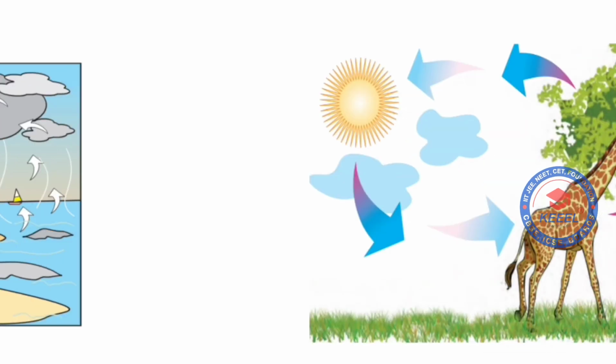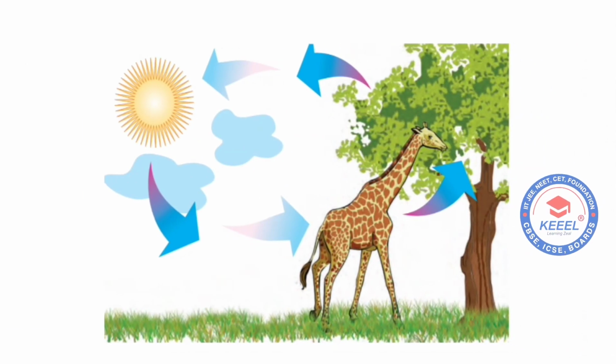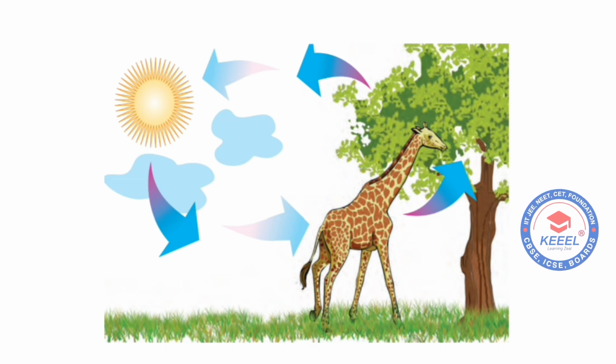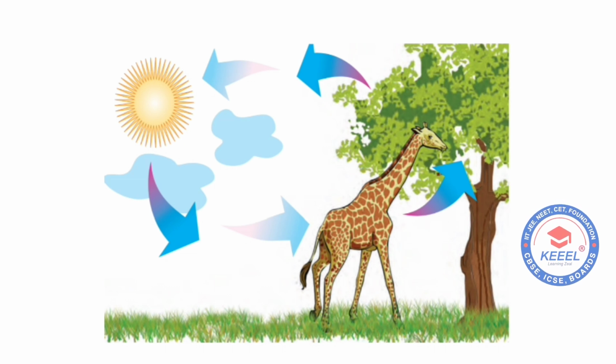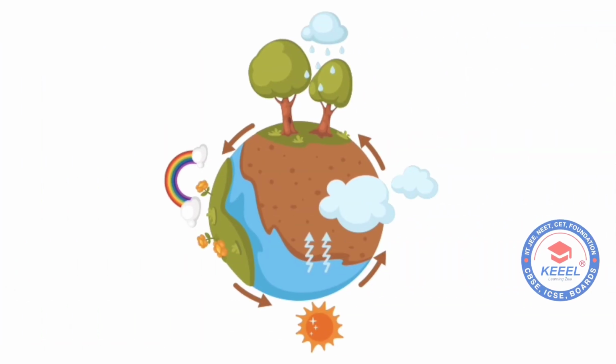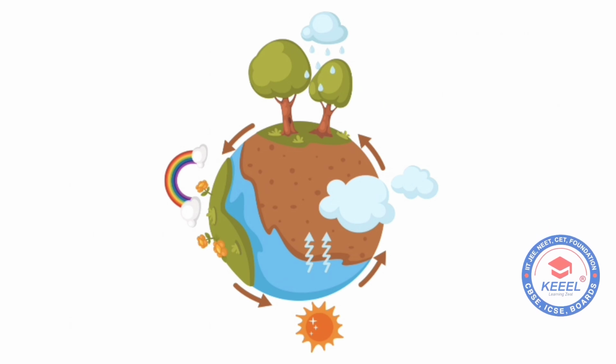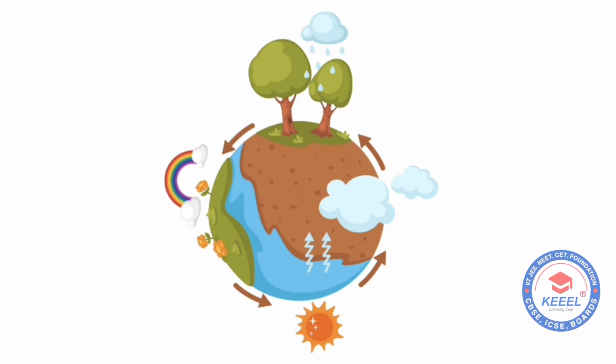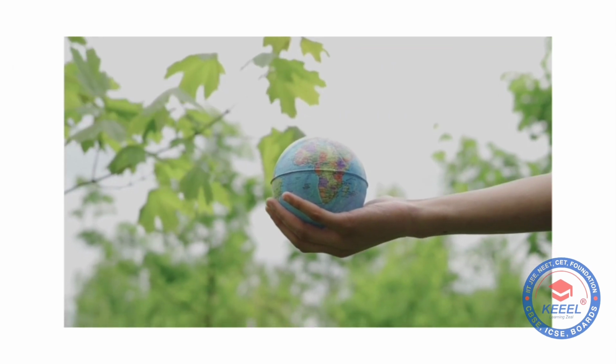Oxygen carbon dioxide cycle. Animals and people breathe in oxygen and breathe out carbon dioxide. Plants take in carbon dioxide to make food and give out oxygen. This keeps the air clean and balanced. Nutrient cycle. When plants and animals die, microorganisms break them down. Nutrients go into the soil. Plants absorb those nutrients again. This helps plants grow and make soil fertile.